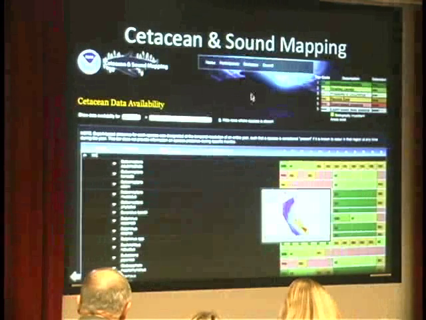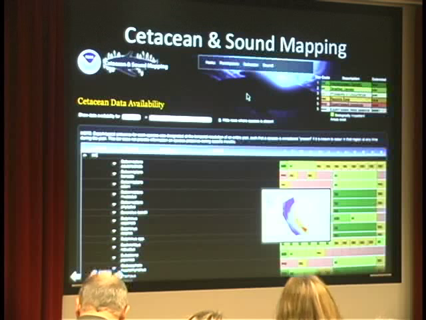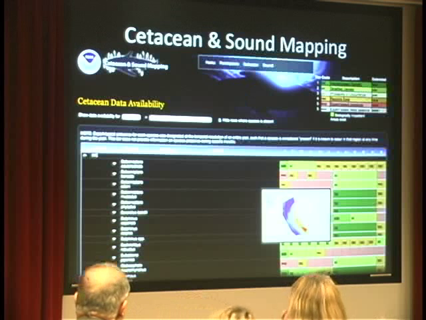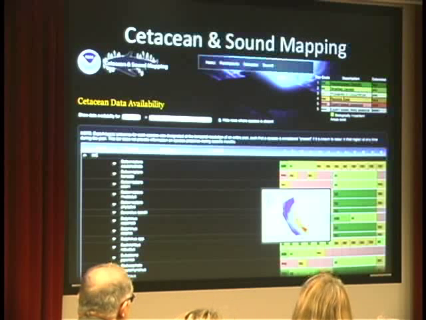Very large spatial scale. Yeah. Oh yeah. Okay, we're going galactic, folks.